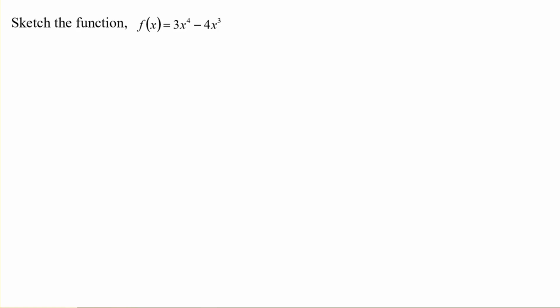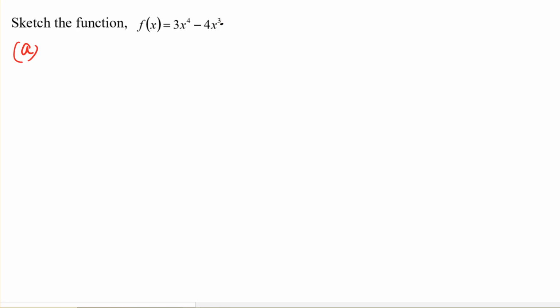Hello everyone, in this video I'm going to discuss curve sketching. We will do that through this given example. We're going to sketch the function f(x) = 3x^4 - 4x^3. We start with finding a few important points on the function.